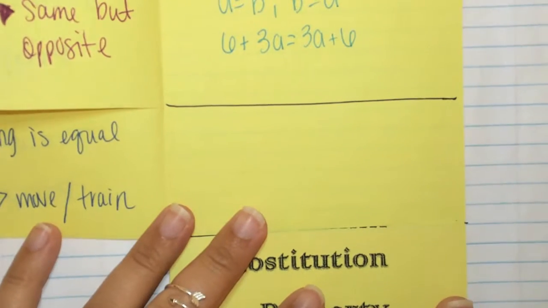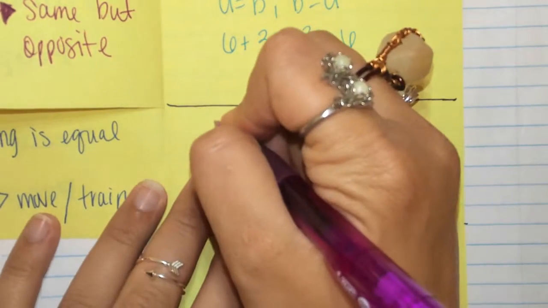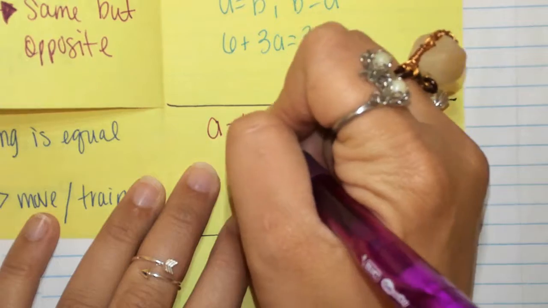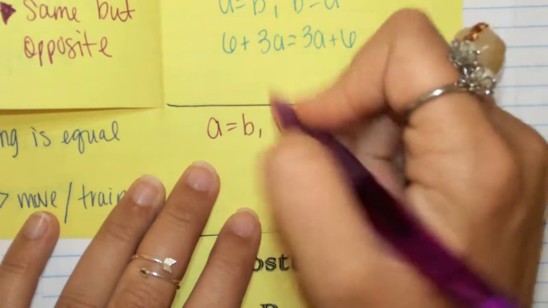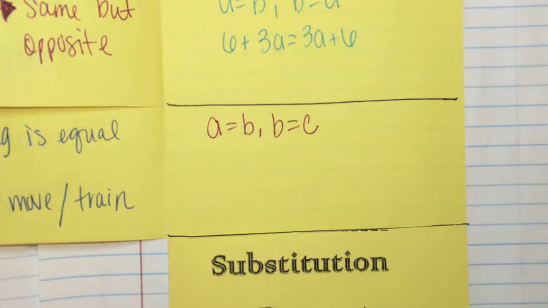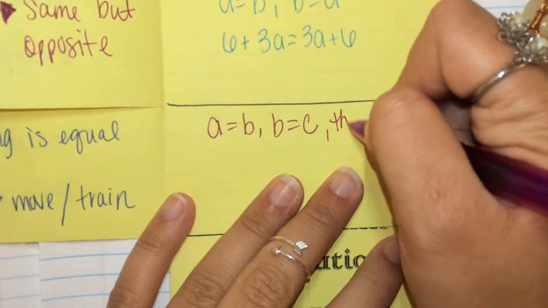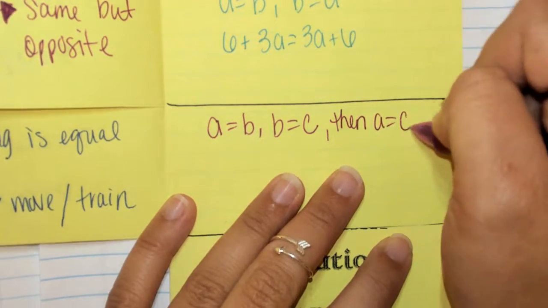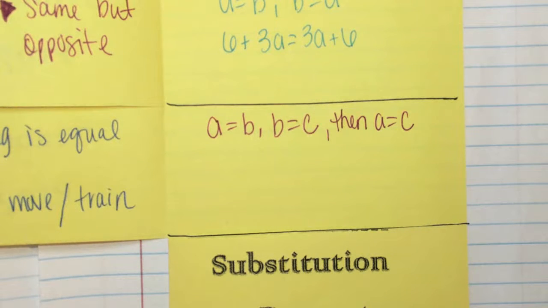So what it means is if A equals B and B equals C, what do you think is true? Grant? Look at you go. Take a point. Then A equals C. It's not magic. It's just taking out the middleman.